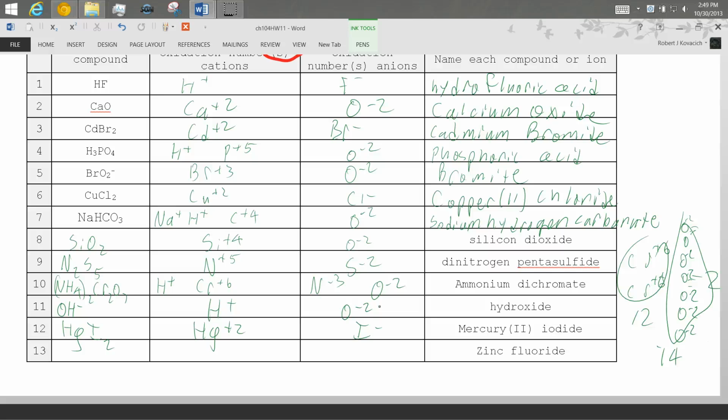And then we've got zinc fluoride. So zincs are +2 all the time, and fluorides are -1 all the time, so it's going to be ZnF2. And so then I've got a zinc +2 and a fluoride -1. And that's it for the table.